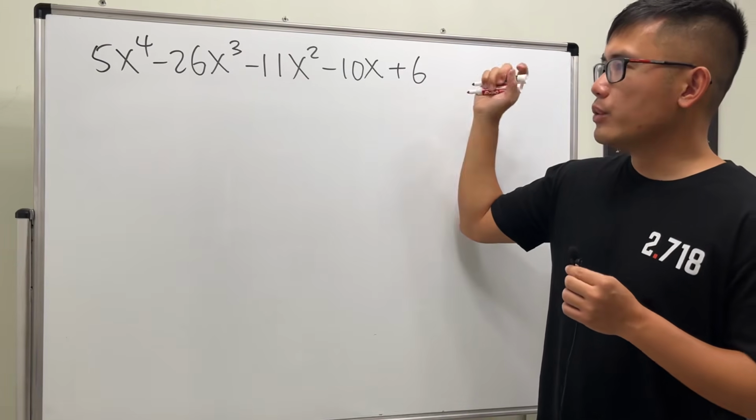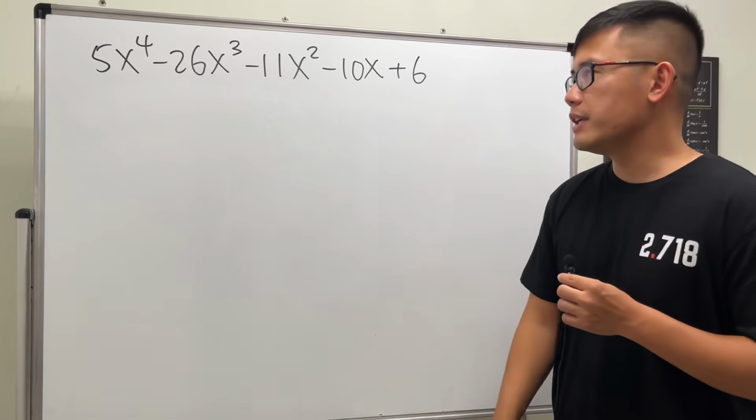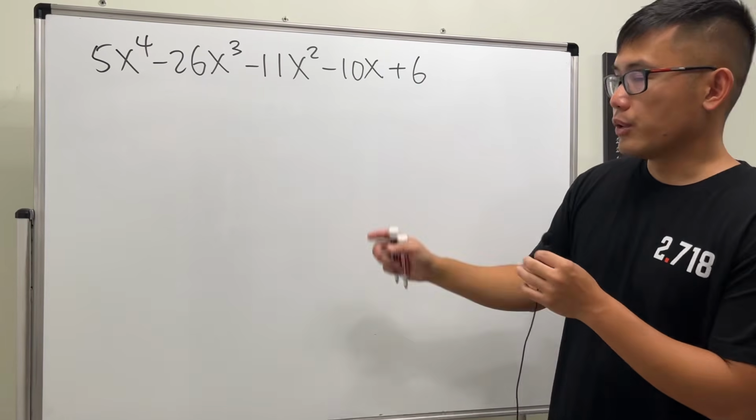First off, I will have to tell you, this right here can be factored as a product of two irreducible quadratics. And if you use the factorization wrong, then it's not going to work. But let's go ahead and check this out.